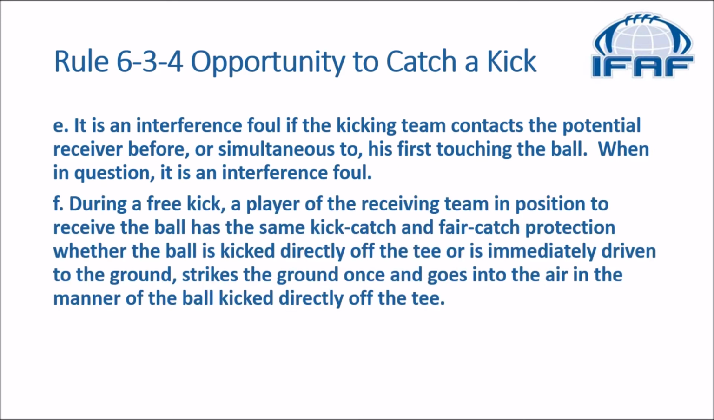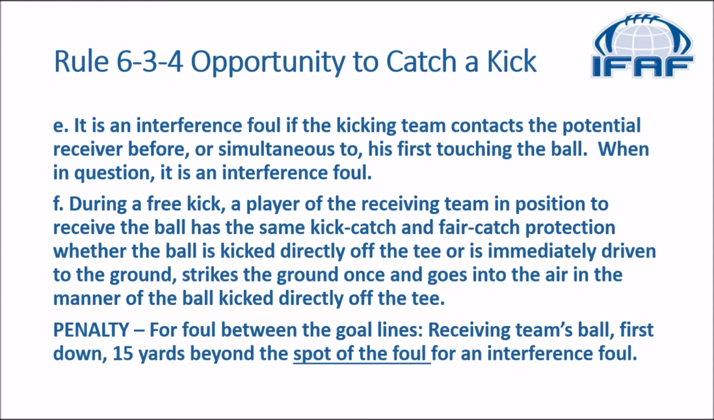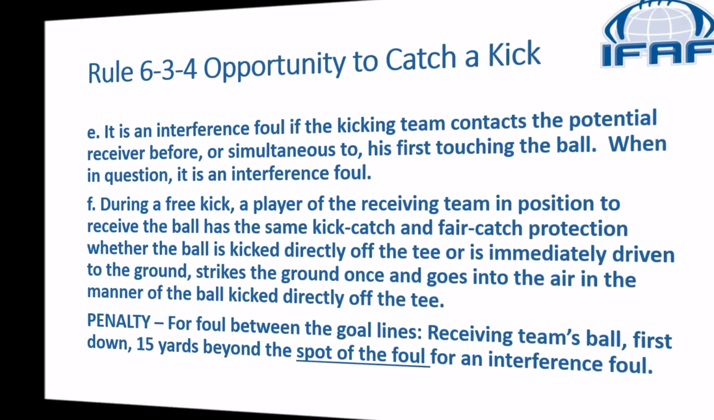F. During a free kick, a player of the receiving team in position to receive the ball has the same kick catch and fair catch protection whether the ball is kicked directly off the tee or is immediately driven to the ground, strikes the ground once, and goes into the air in the manner of the ball kicked directly off the tee. The penalty for a foul between the goal lines: receiving team's ball, first down, 15 yards beyond the spot of the foul for an interference foul.